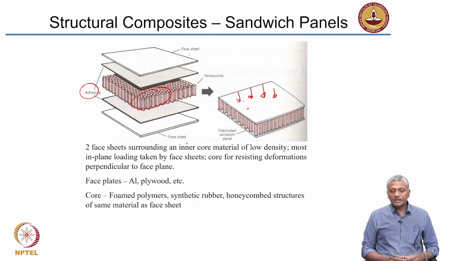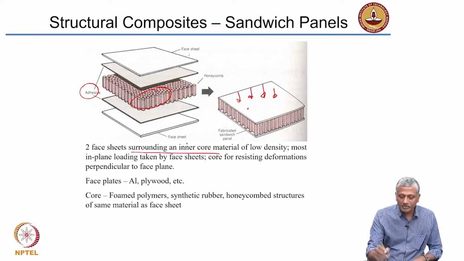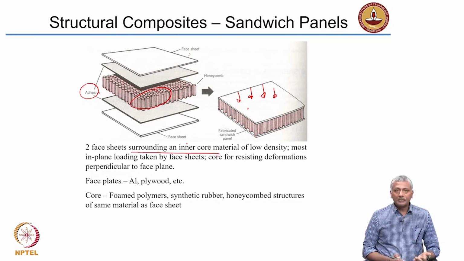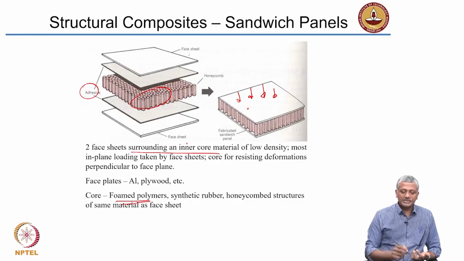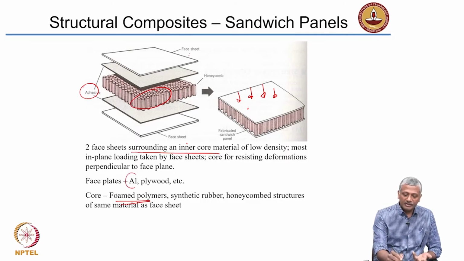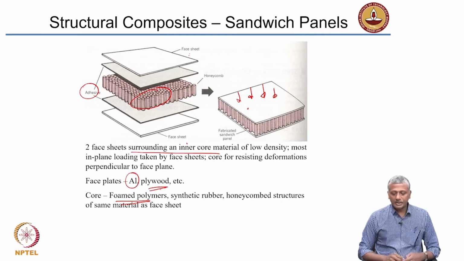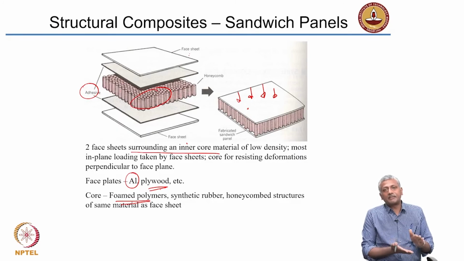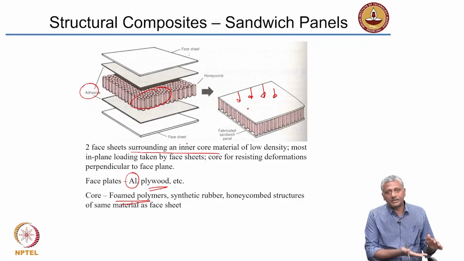Okay. So there are two face sheets that are surrounding an inner core material which has low density. Mostly what we do is we use honeycomb material or we use foamed polymers at the core. The face plates are typically aluminum, but we can also use plywood. Okay. So these are called structural composites, and this is because the materials are combined to work structurally together. They are not intimately mixed together.